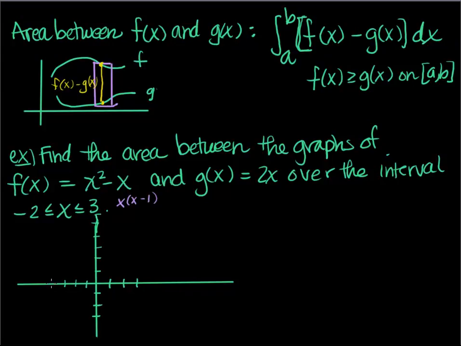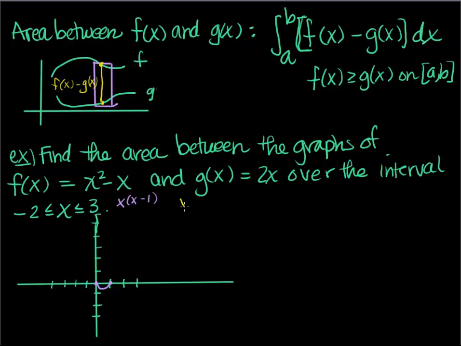So let's look at what this looks like. x squared minus x, I know it goes through 0 at 0, and it goes through 1 at 0. So it's going to do something like this. Now, one thing you're going to want to do is see where these two meet, if they meet at all.